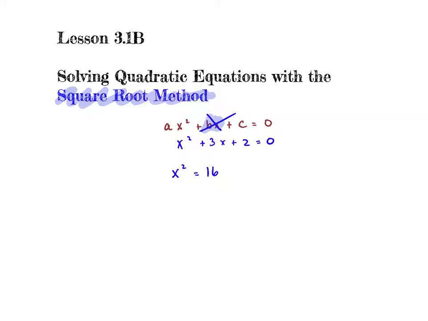And the method we use is we want to isolate this x squared term, make sure the x squared is all alone, and then we just have to square root both sides, the opposite of squaring. But whenever you square root both sides, you always get plus or minus. We get the positive and the negative of whatever the square root of 16 is, and in this case it's just 4. So there's our two solutions.